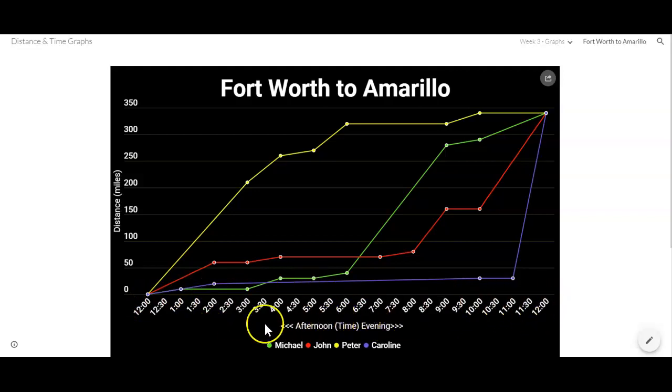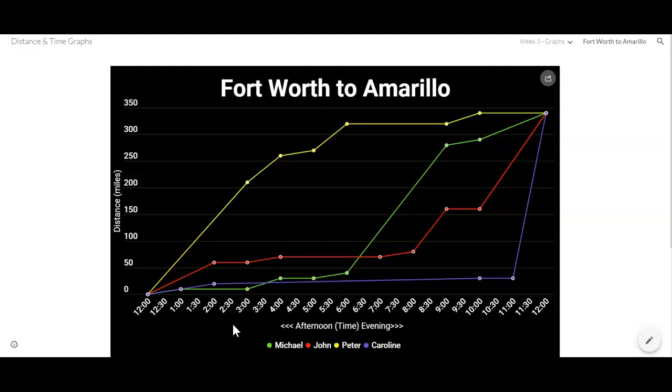This is a distance and time graph showing Michael, John, Peter, and Caroline traveling to Amarillo. And they go at different speeds. Sometimes they stop. Sometimes they drive pretty quick. Sometimes they go pretty slow. Sometimes they don't drive at all, but they go pretty quick. You'll see what I mean by that when you do this assignment. So you are going to detail each part of their trip.